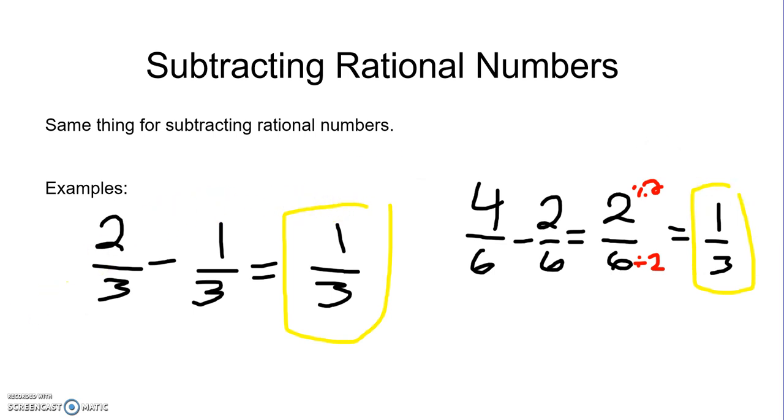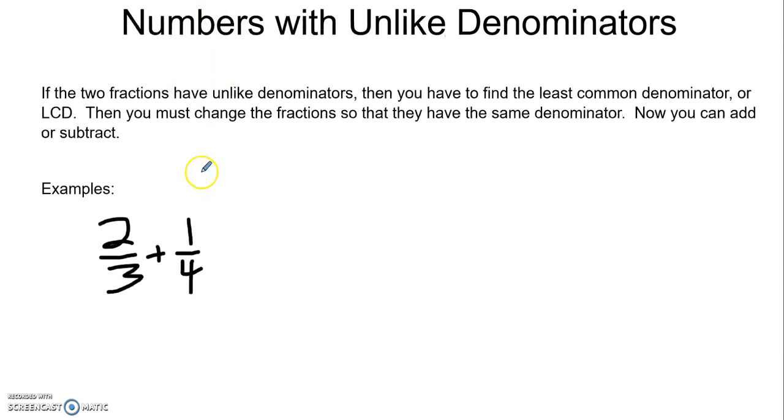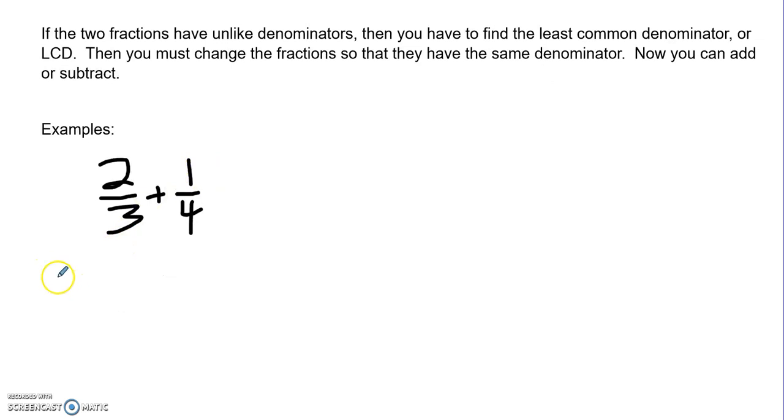Alright, now, what if the denominators are not equal? If they are not equal, then we have to make them equal. Let's say you have an example like this: 2 over 3 plus 1 over 4. Right now, I cannot add these because the denominators are different. So I want to find a number that both 3 and 4 can go into, and I do this by writing out the multiples of both 3 and 4.